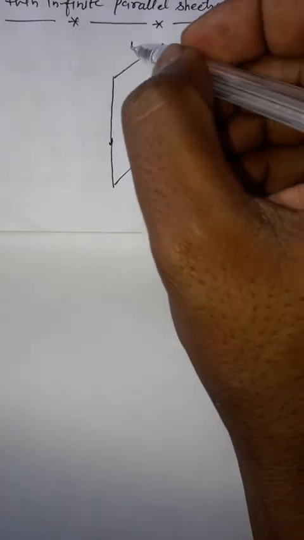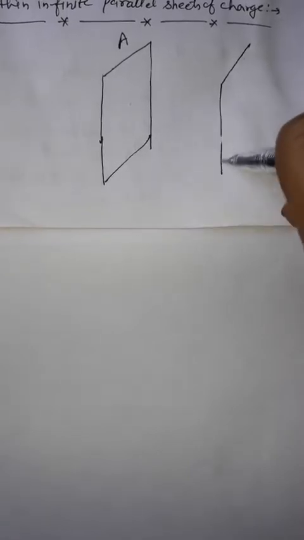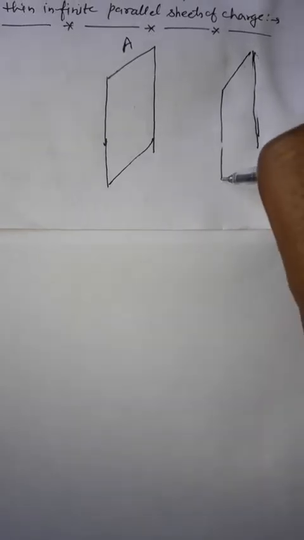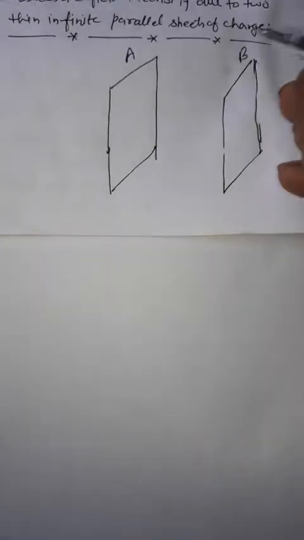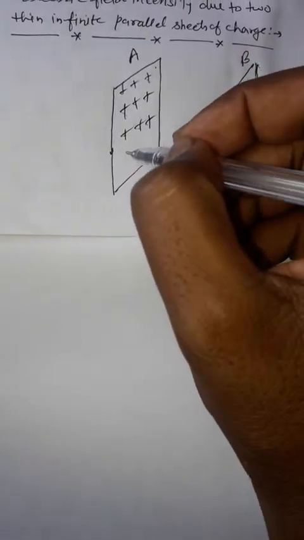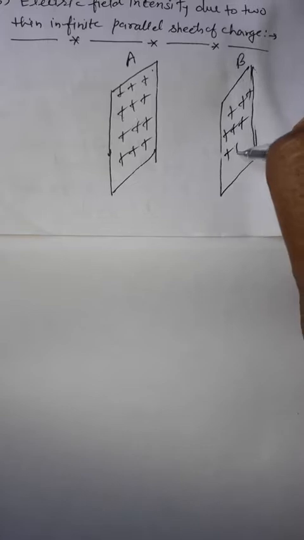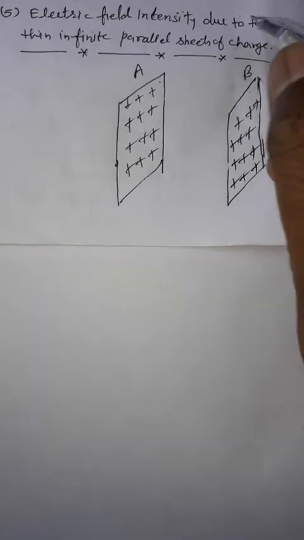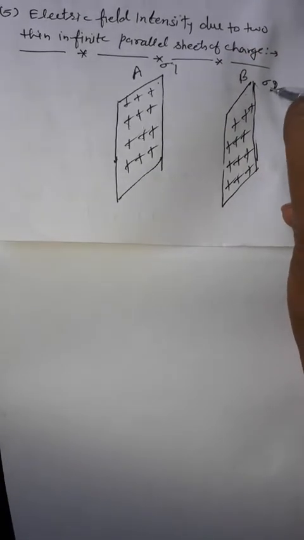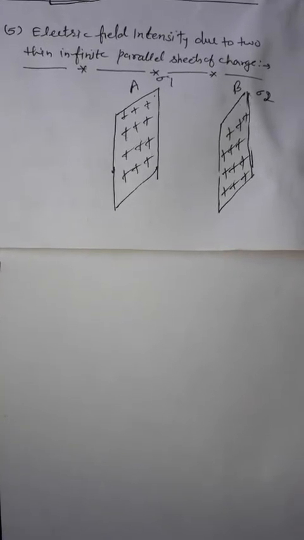Say charge sheet A, another charge sheet which is held parallel to the first sheet. Say it is sheet B. Let the sheets be positively charged, having uniform surface charge densities, say sigma 1 and sigma 2. Now we have to find out the electric field at a point due to these two plane parallel sheets of charges.